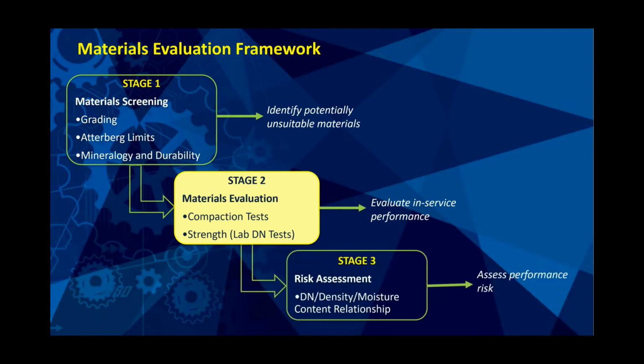In Stage 3, a risk assessment is carried out by analyzing the DN density and moisture content relationship, which shows how the strength of the material varies with compacted density and changes in the operational environment, which may influence the moisture content in the various pavement layers.